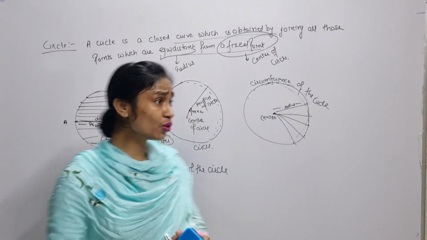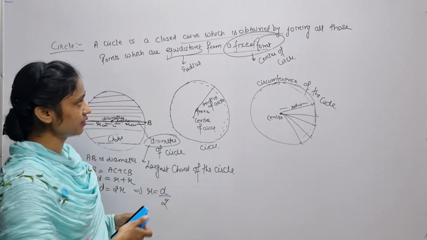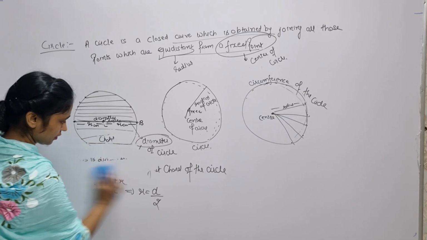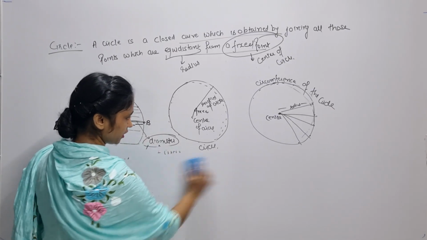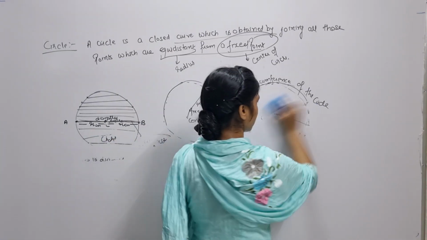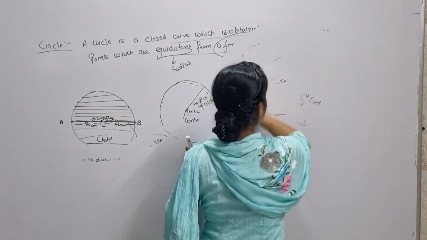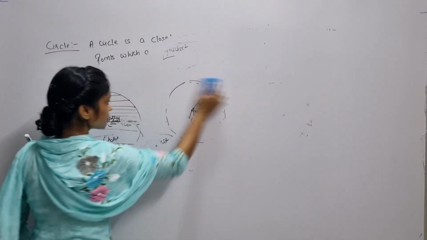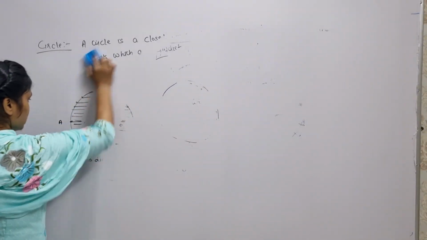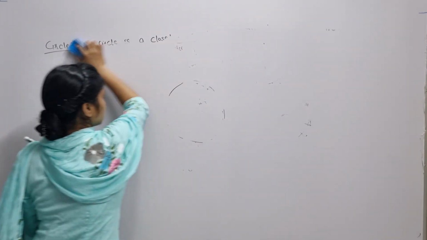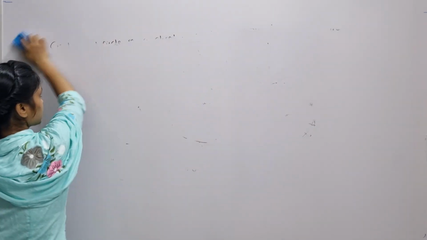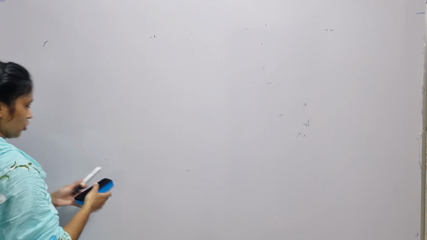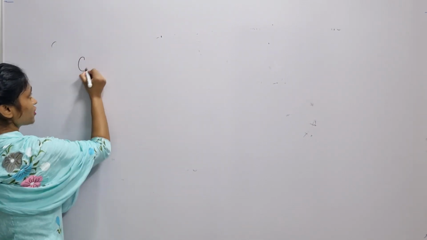Okay, now see different kinds of circles. Then concentric circles. Now we will discuss the definition of concentric circles. So what is the definition of concentric circles?